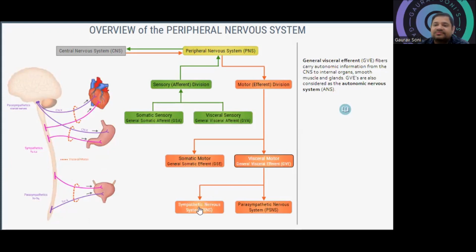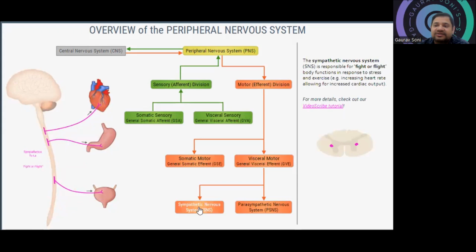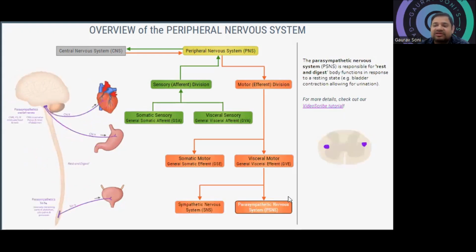Sympathetic is responsible for emergency, that is fight and flight of body function, the response to stress and exercise. You can see the increase in heart rate and all this. And parasympathetic is for rest and digest.